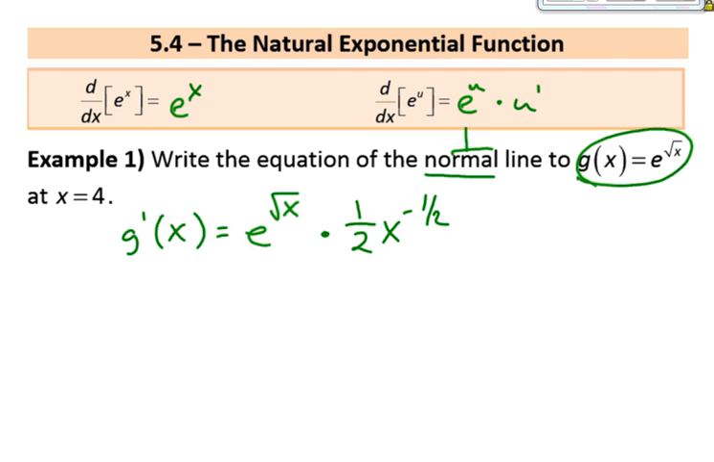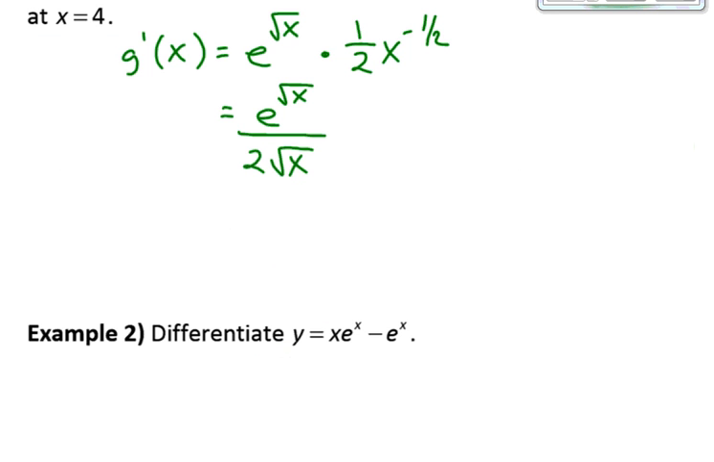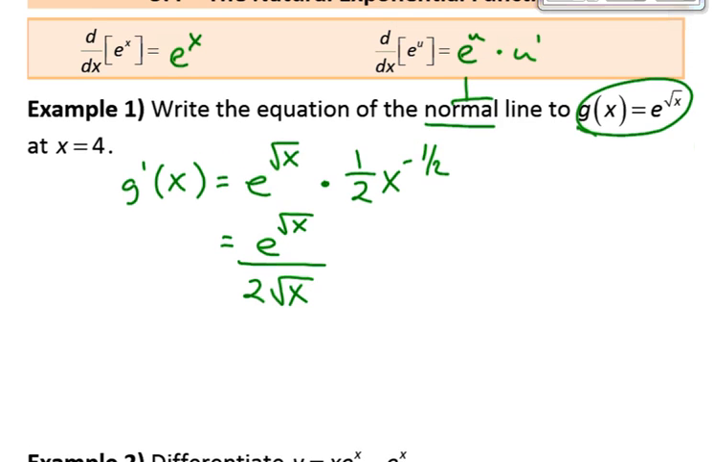Now, I want to clean this up because I'm going to be evaluating this, and when I evaluate, I don't like negative or fractional exponents, so I'm going to rewrite this as e to the square root of x over 2 square root of x. Alright, so now that's my derivative. If I want the equation of the normal line, I need to find the slope at 4. So g prime at 4 is going to be e to the square root of 4 over 2 times the square root of 4, which will be e squared divided by 4.